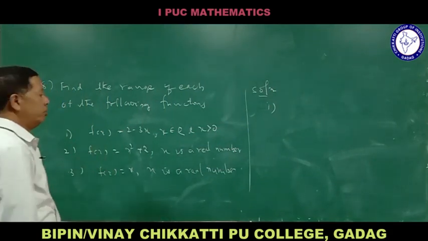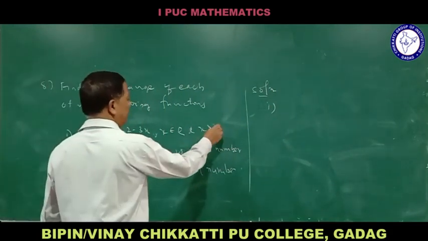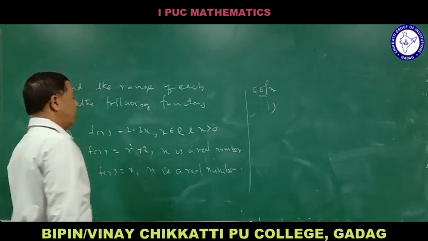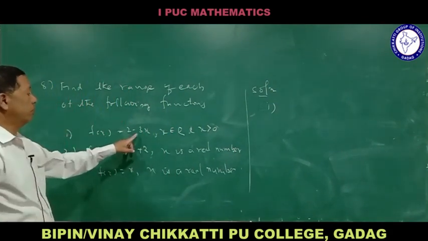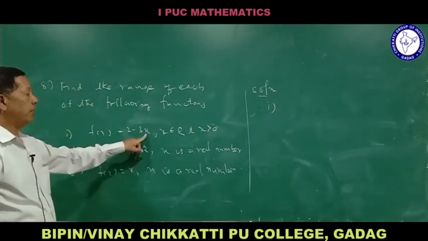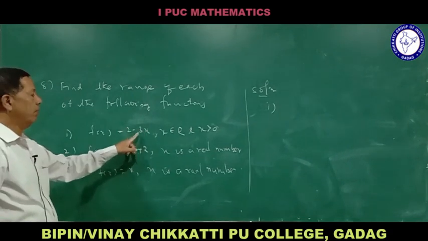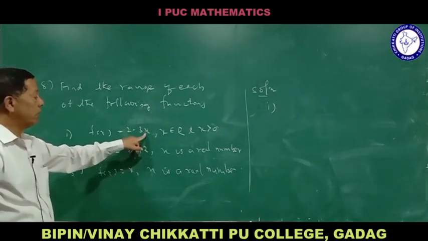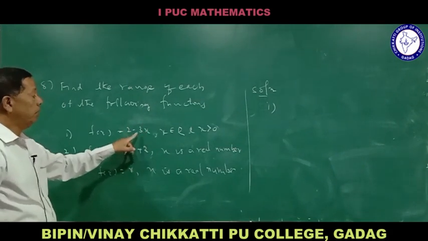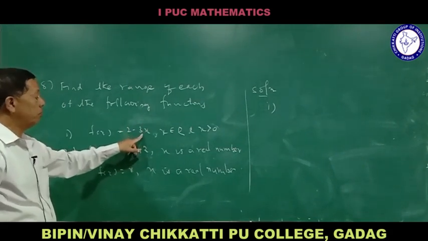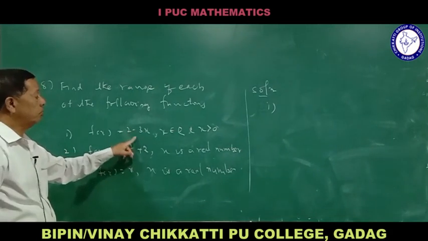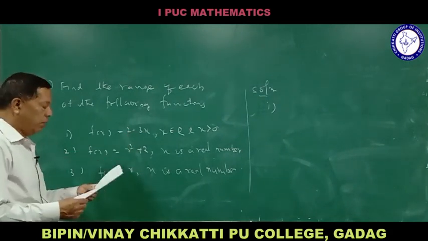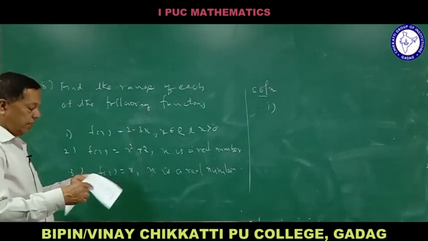So 2 minus 3x, x should be greater than 0. X should be greater than 0 means, suppose if you say that x is equal to 1, you will get negative. X is equal to 2, you will get negative. If you take 0, you will get 2. And if you take x greater than 0, ultimately it should be negative. So that is why you have to go for x is greater than 0.